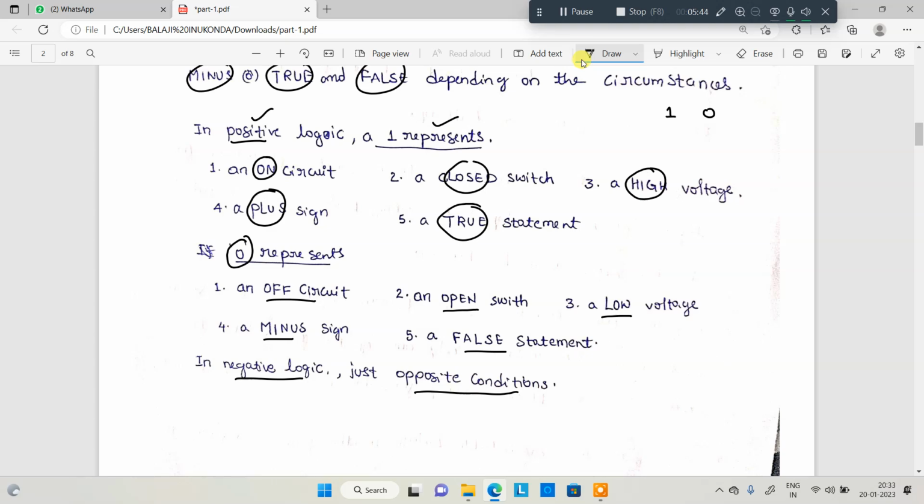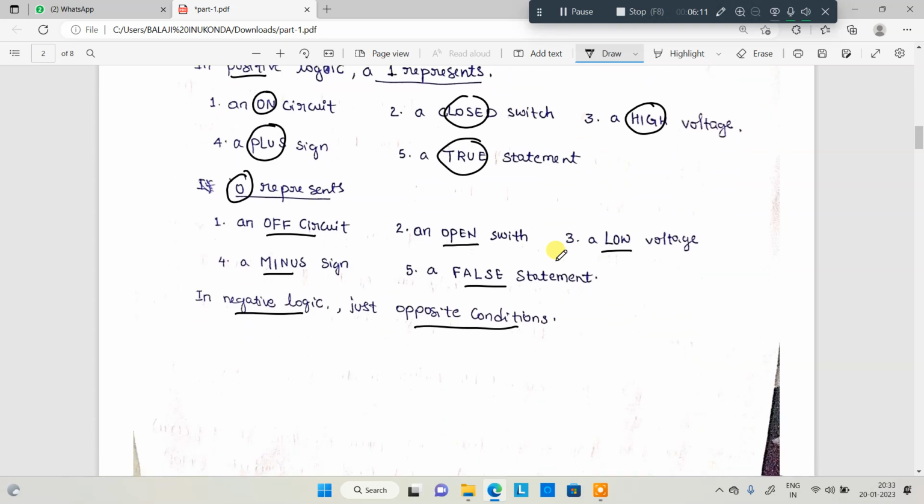In the negative logic, this 1 is represented as off, open, low, minus, false. Opposite to that, 0 represents on, closed, high, plus, and true. Got my point? So this is about the positive and negative logic. Final conclusion here: in positive logic, 1 represents all the active conditions, and 0 represents all the deactive, like off state conditions.